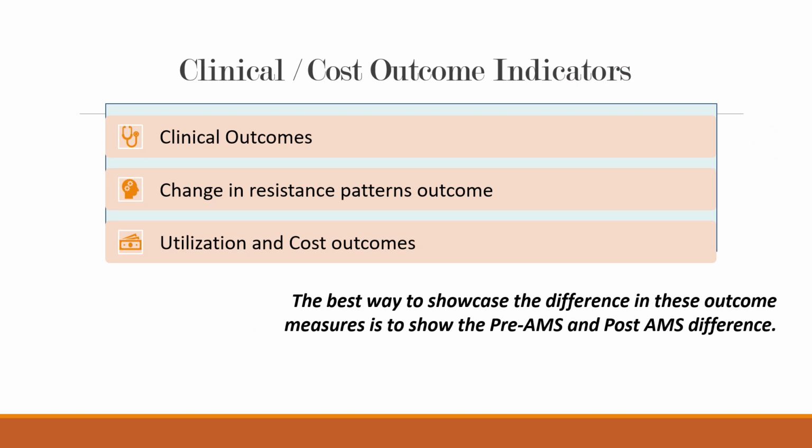The outcome indicators include clinical outcomes, change in the resistance patterns, utilization, and cost outcomes. Now, the best way to showcase the difference in the outcome is to show the pre-AMS and the post-AMS difference.